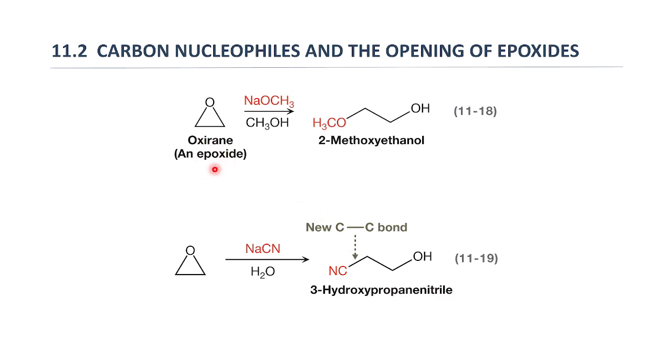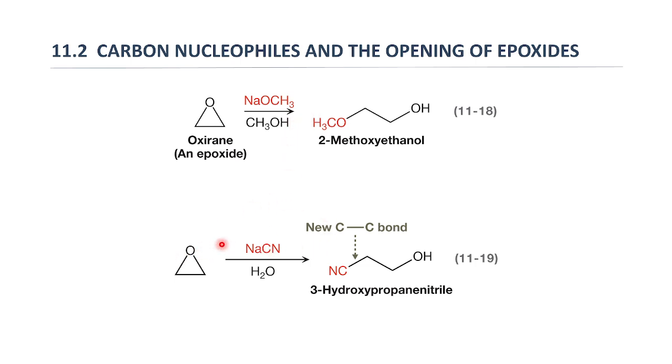This right here is going to be some of the carbon nucleophiles and the opening of epoxides again. So this is an epoxide, or an oxirane. And so here we have that alkoxide, in this case methoxide, and we'll have it in solvent, which is the methanol, and that's going to give us this methoxy ethanol right here, just like we had seen before.